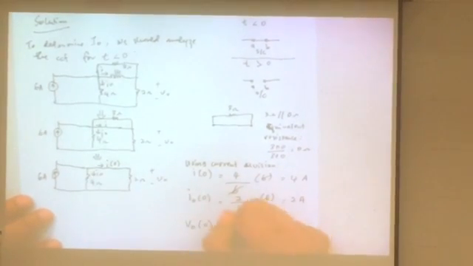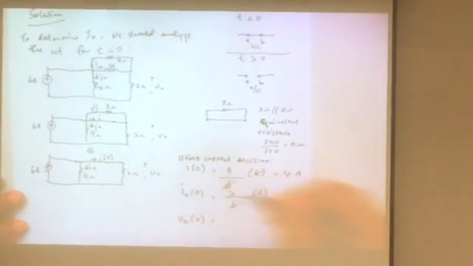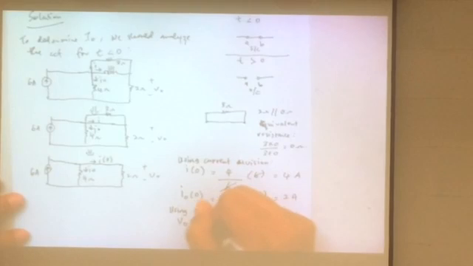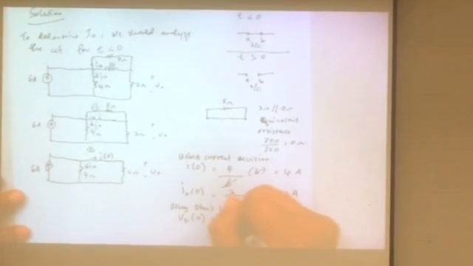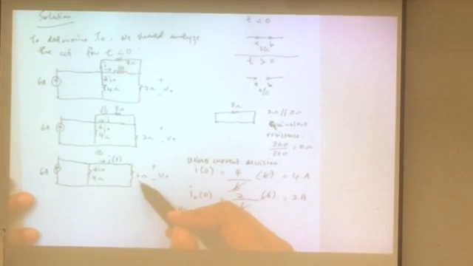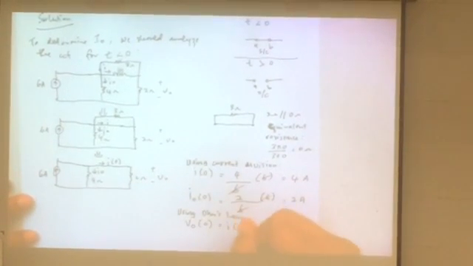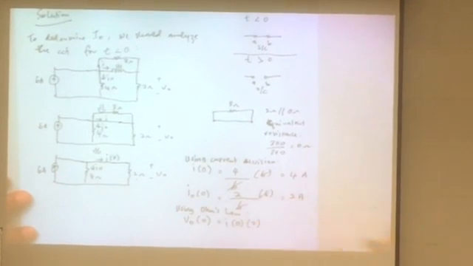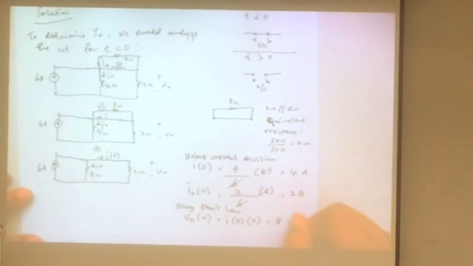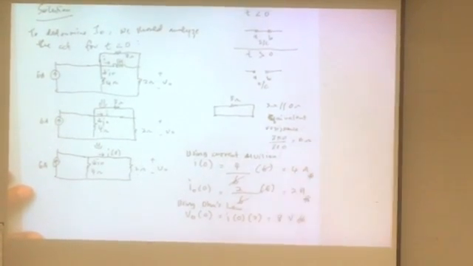And what is V naught? Using what? Using Ohm's law, isn't it? Voltage is current times resistance, right? So V naught is I at time 0 times 2. So it becomes 2 times 4, which is 8 volts. So is that clear?